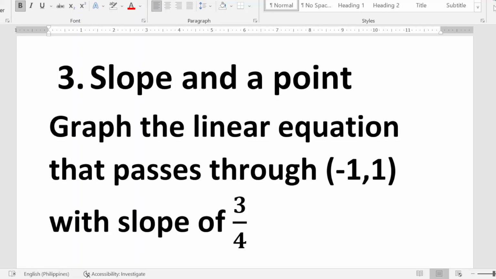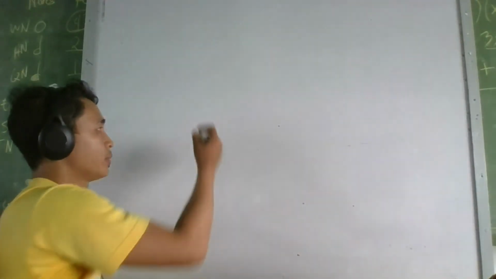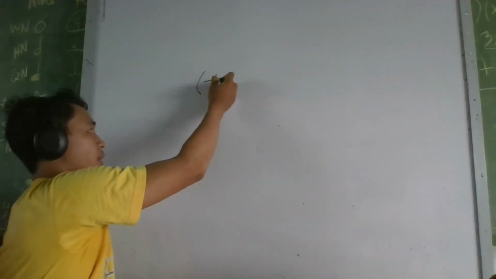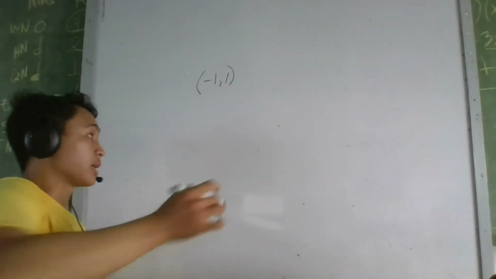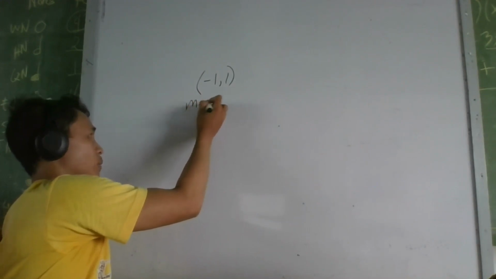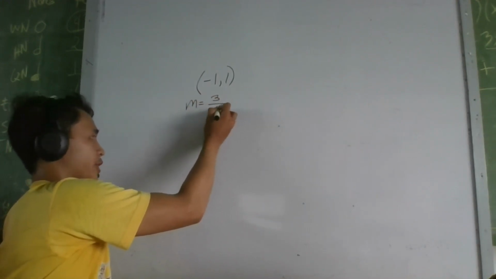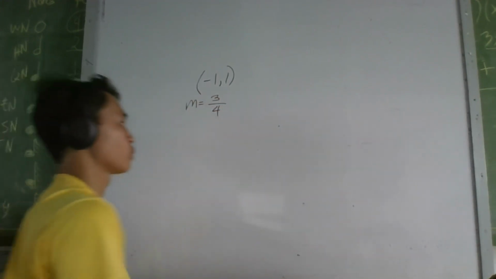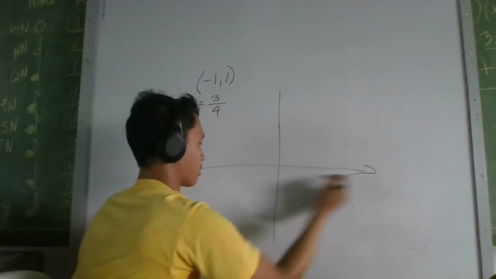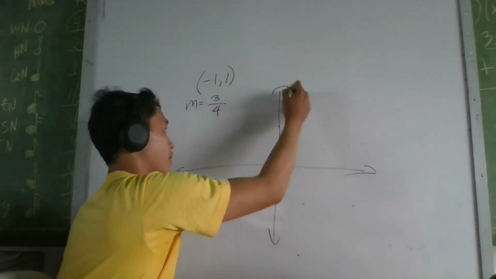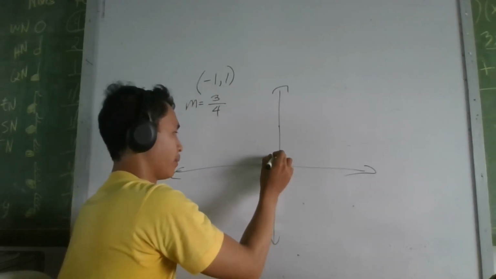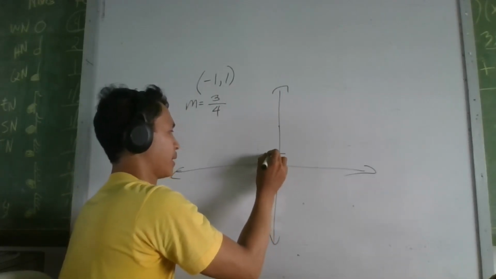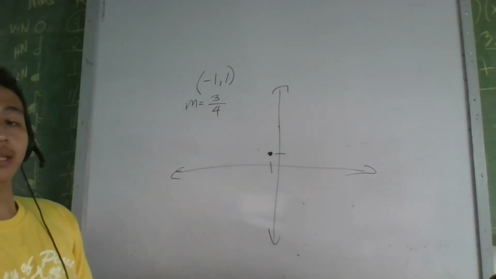So that would be, again, list down lang natin yung given. So yung point natin daw is negative 1, 1. Okay? And then yung slope is equal to 3/4. How to graph this one? So put that in our Cartesian plane. Let's point out negative 1, 1. So negative 1, 1, it's right there. Okay? And then, yung slope natin na 3/4.